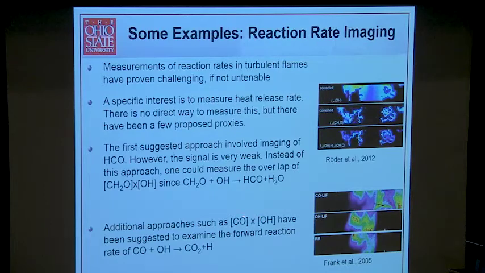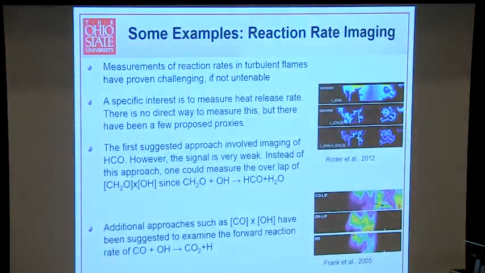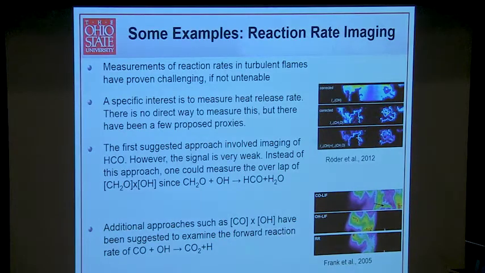Other approaches such as CO plus OH are used to look at this rate, which is a very important rate limiting reaction in hydrocarbon combustion, the CO plus OH reaction. So again, you would have an OH measurement, a 2-photon CO LIF measurement, and their overlap gives you the forward reaction rate. Okay? All right, so that finishes this lecture.